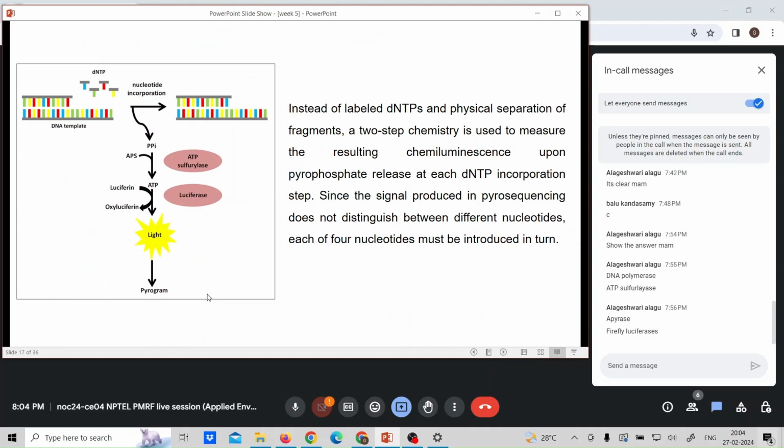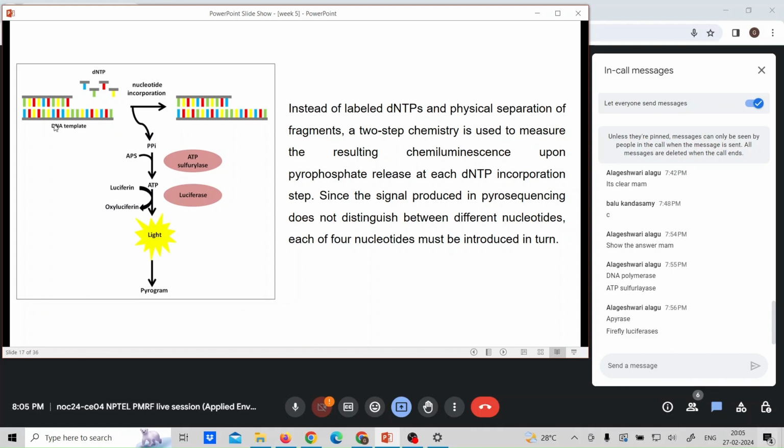This is basically what pyrosequencing is. Instead of labeled dNTPs and physical separation of fragments, a two-step chemistry is used, and the detection is based on chemiluminescence. This is basically what luciferase does. It emits light, and this phenomenon is chemiluminescence, based on the presence of pyrophosphate that is being released.